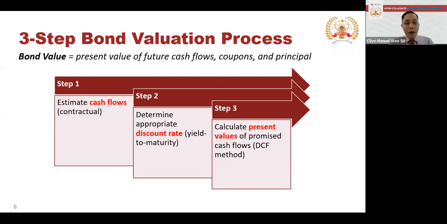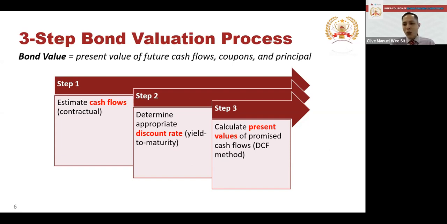So valuing a bond involves 3 steps. At this point, what we should take note of is bond value is just the present value of future cash flows. So the first step is, obviously, we have to estimate what these future cash flows are. For bonds, it's not difficult to estimate future cash flows because bonds generally have fixed cash flows. And we know that cash flows of a bond are just 2 things. It's the coupons, or the interest payments, as well as the principal, or the face value of the bond.